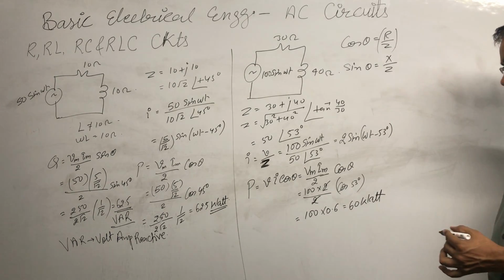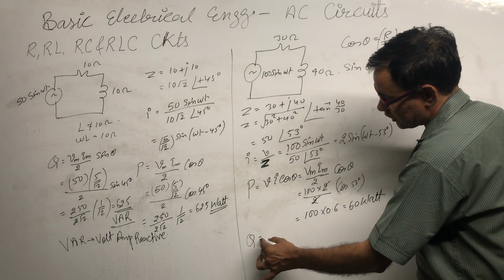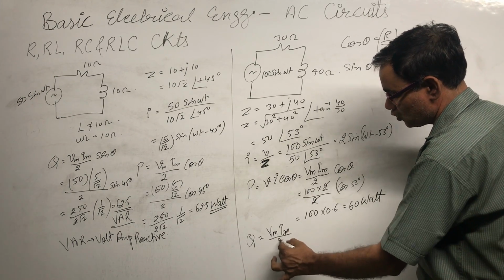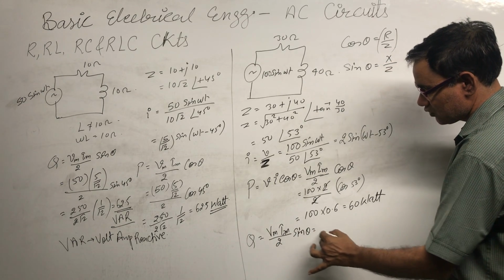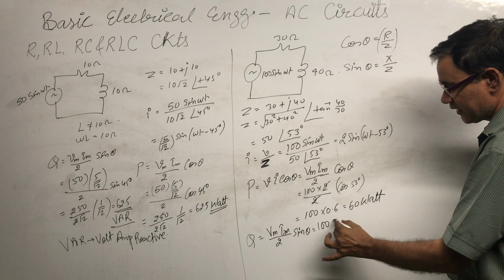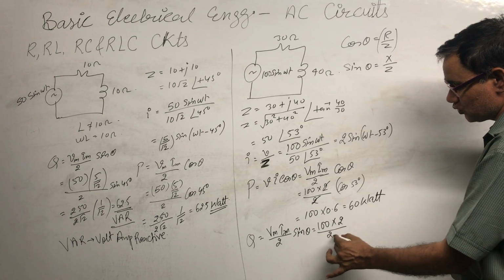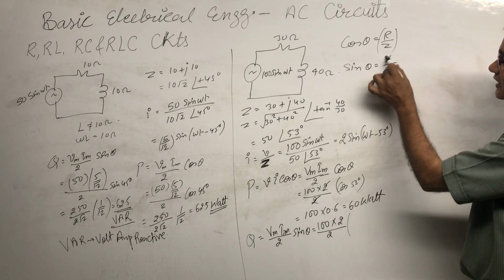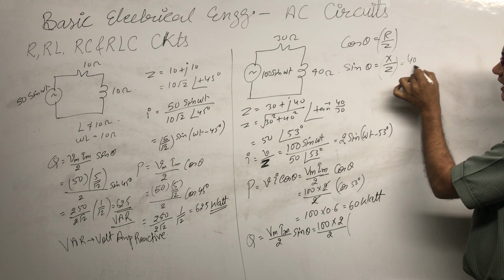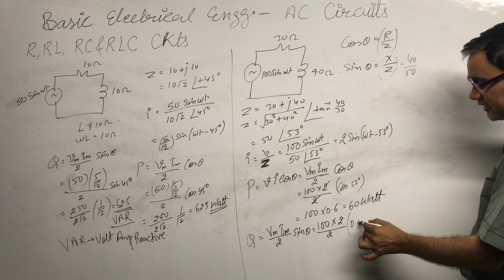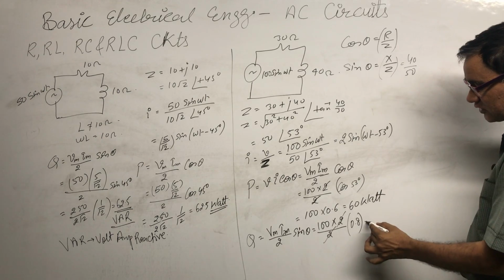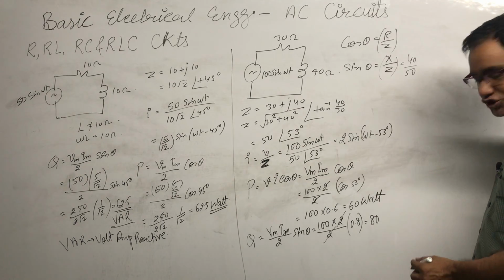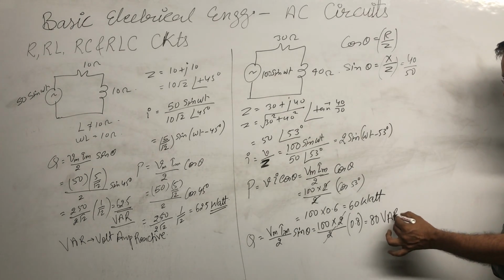This is real power. Now we are taking reactive power Q. Reactive power is Vm Im by 2 sin theta. What is the value of Vm? That is 100. What is the value of Im? That is 2 by 2, that is 50. And sin theta is X upon Z, and X is 40, Z is 50. That is 0.8. So the 2 gets cancelled out. This is 80, not watt. It is volt ampere reactive.